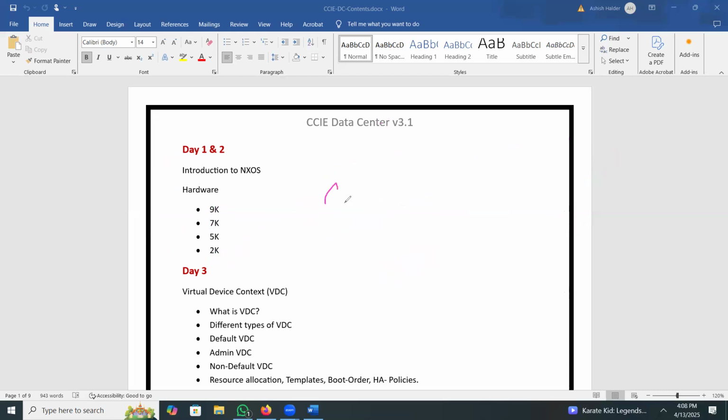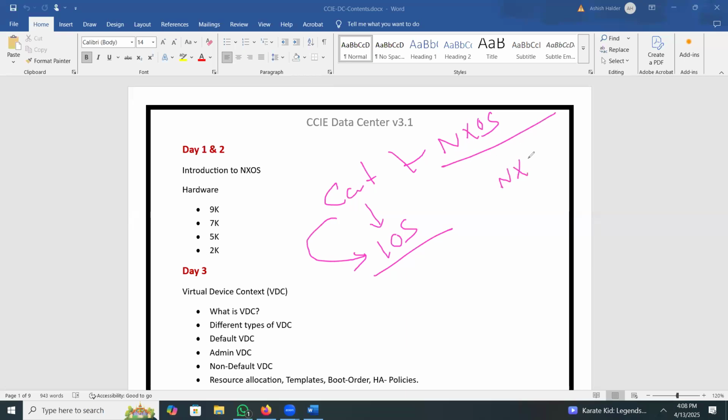We have the Cisco Catalyst switch as well as NX-OS. On Catalyst, we are using IOS, right? The Catalyst operating system is IOS, but on Nexus, we are using the NX-OS operating system. What is the difference between them? Why will we use NX-OS instead of a Catalyst switch in our data center? I will discuss everything in the classes, as well as the characteristics and where to use the 9K switches, 7K switches, 5K, and 2K.